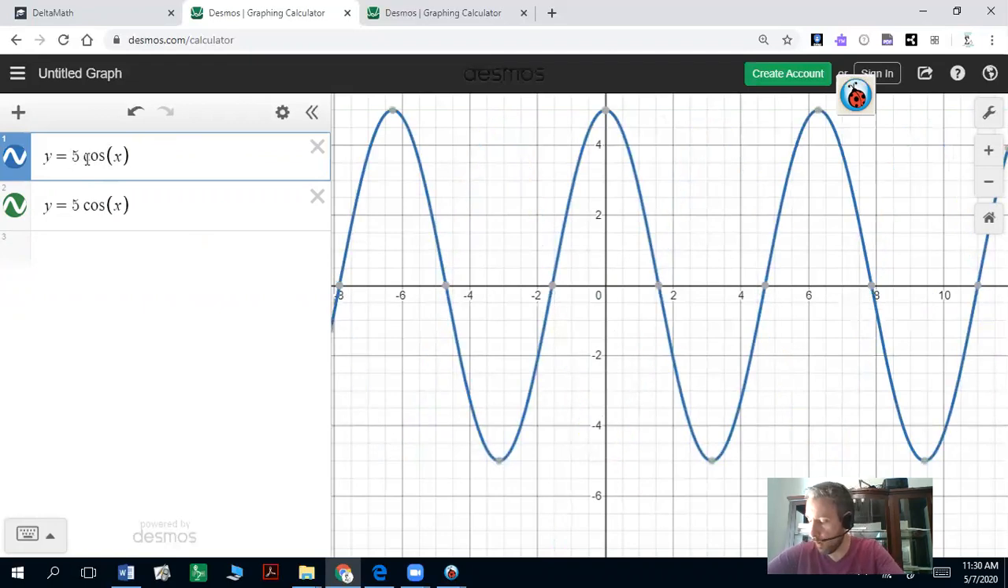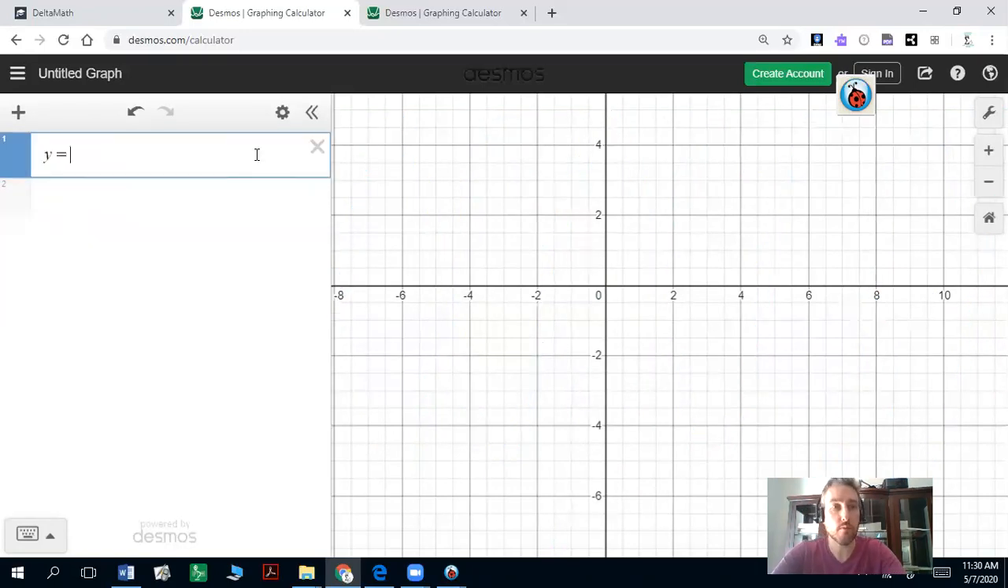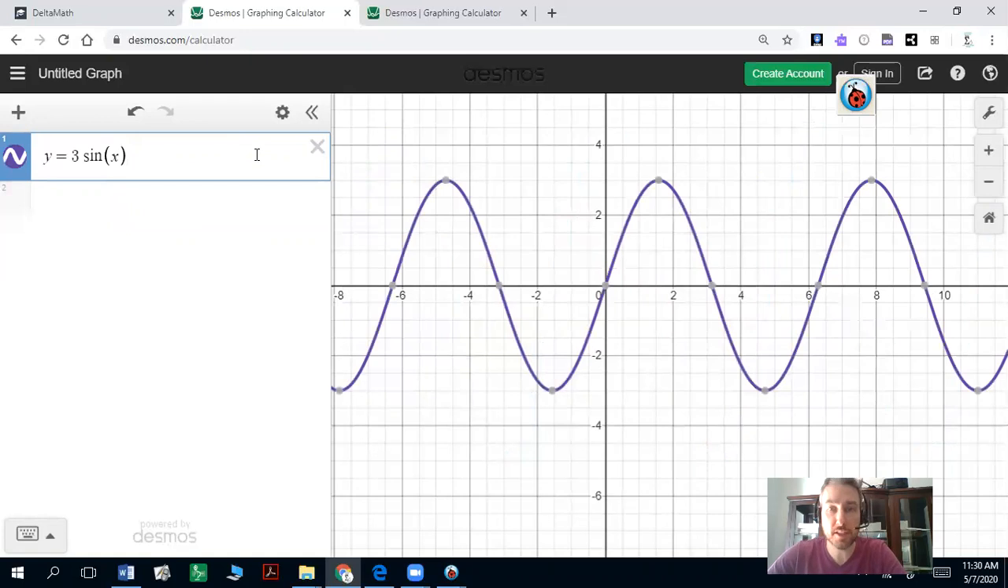So let's talk about what's happening here. On a sine graph, if I do y equals, let's say 3 sine of x, that sine graph will start at the midline, go up, then go down to the min and back up and end here. That's one full cycle, what we call, and then it keeps going on and on again forever.